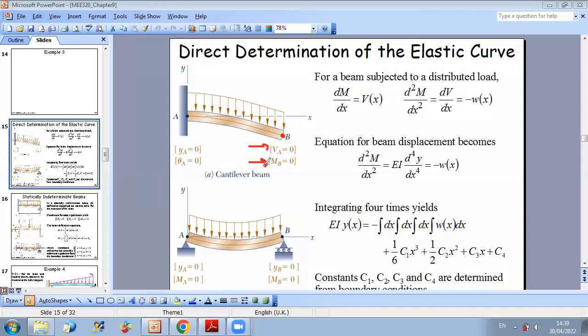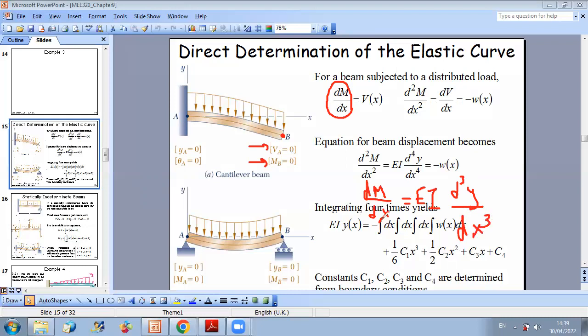bending moment. And you know that shear is dM/dx. So at this stage, when you do dM/dx, dM/dx is EI times the third derivative of y with respect to x.